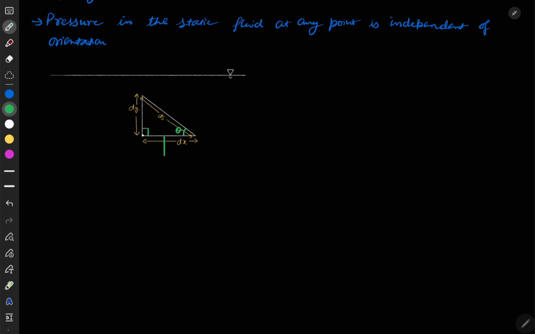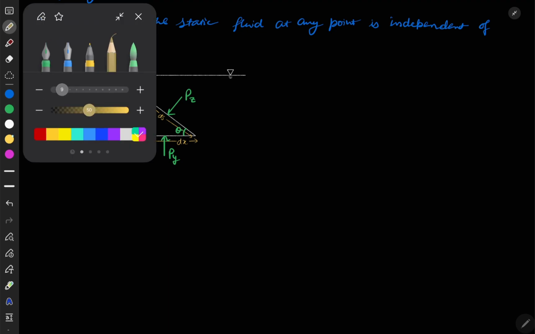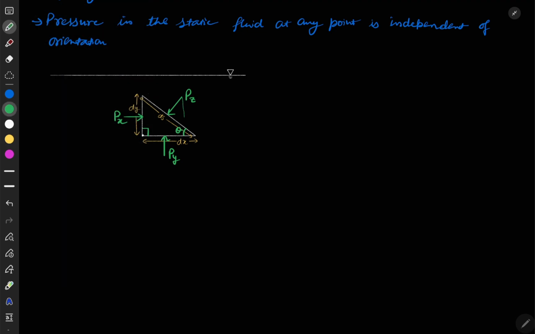The pressure in upward direction is our py. The pressure in horizontal direction is px, and the pressure at any orientation theta, let's say this pressure to be pz. Now this pressure pz can be made into two components, vertical and horizontal. Since this angle is theta, here this angle is also theta, so the vertical component will be pz cos theta.